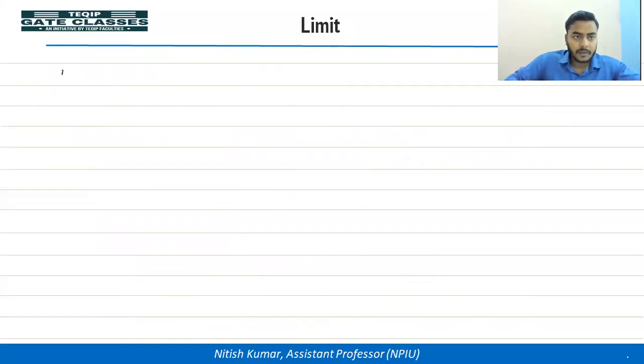Let's take a few examples. Limit of x square by x as x goes to 0. Which form is this? 0 square by 0, we are getting 0 by 0 form. And you can calculate the limiting value, that will be 0.